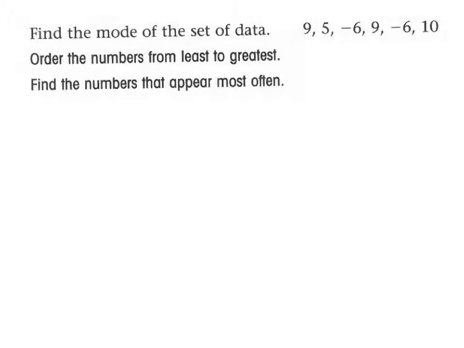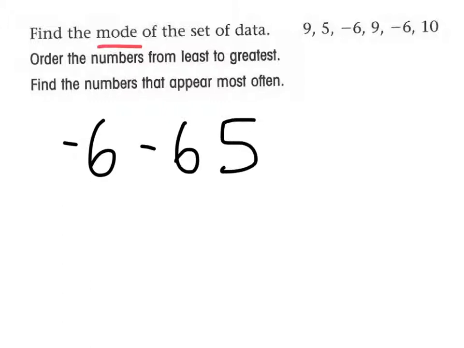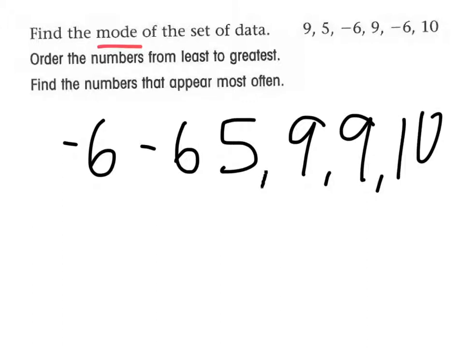So here we have another set of data, and what we need to do is find the mode. The mode, of course, is the numbers that we see most frequently. And I know that we need to order the numbers from least to greatest, and then find the numbers that appear the most often. So what I'm going to do is go through this, and I see that we've got a -6, that of course is the smallest. -6, we've got a 5, 9, 9, and a 10. And so we can put little commas to distinguish each number.